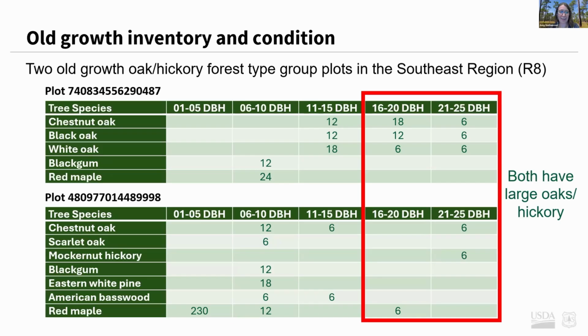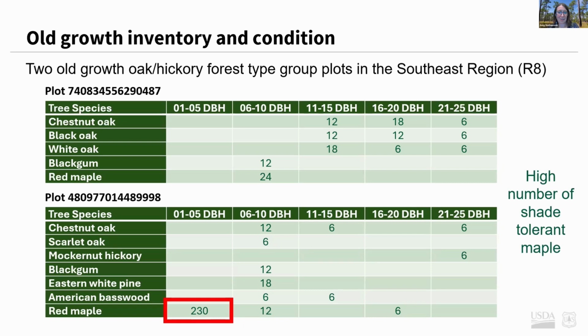But what I want to highlight here is the extremely high density of very small diameter red maple, which is an indicator of mesification. And it looks like this particular plot probably missed a couple of fire disturbance intervals. Both plots were classified as old growth due to the elements that they do have. Both have large old trees, but the plots were not excluded from old growth if they had potentially undesirable conditions such as a high density of small diameter shade intolerant trees, which would be indicative of fire suppression.